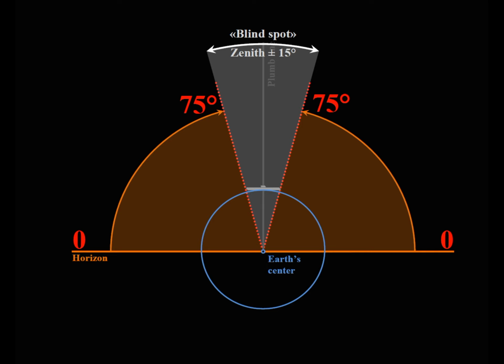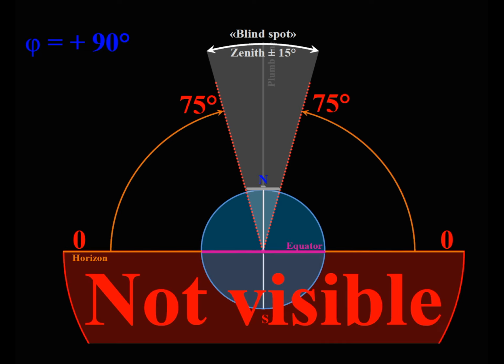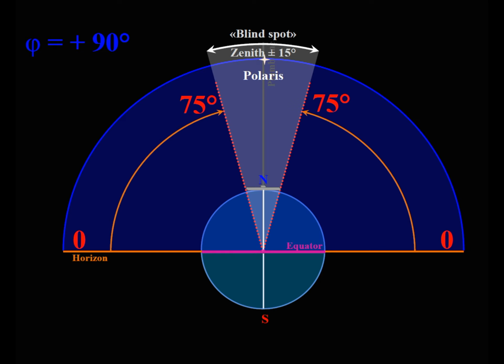If the observer is located at the North Pole, then the southern hemisphere is not available to him for observation. He can observe only those stars that have a north declination. Polaris is in the blind spot in this case.